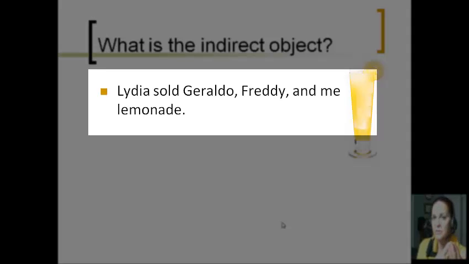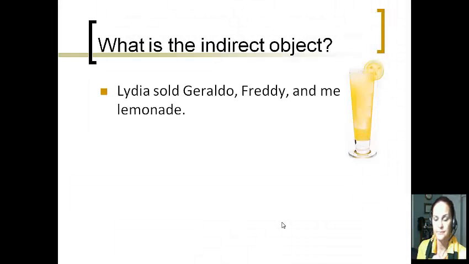Now remember your rule about indirect objects. It has to fall between the verb and the direct object, and it answers to whom or for whom. So Lydia sold lemonade. Lemonade is my direct object. For whom? Well, for Geraldo, Freddie, and me. So in this sentence, your indirect objects are Geraldo, Freddie, and me.